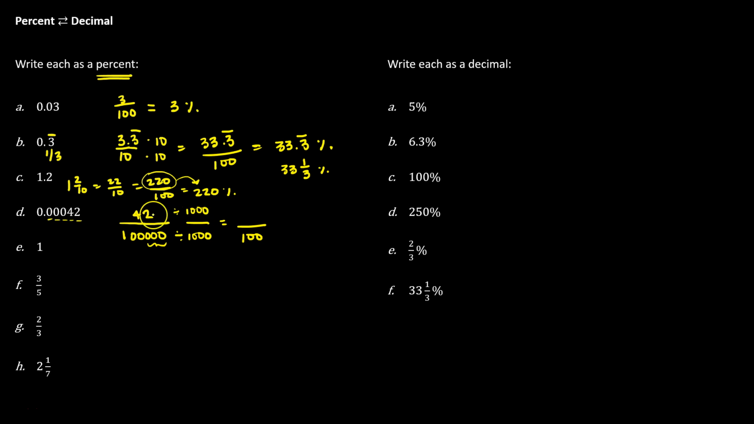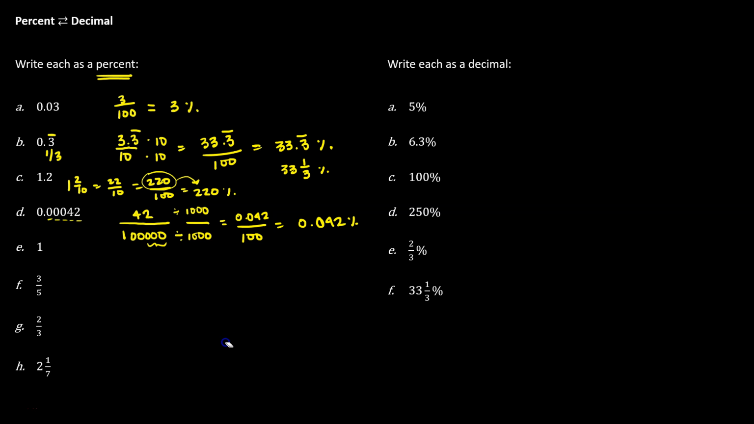Our numerator, 42 divided by 1,000, we could think of that as 42.0. Dividing by 1,000 is going to move the decimal to the left 3 times. That would become 0.042. And then we copy that into our percent, so 0.042%. That's equivalent to that decimal.